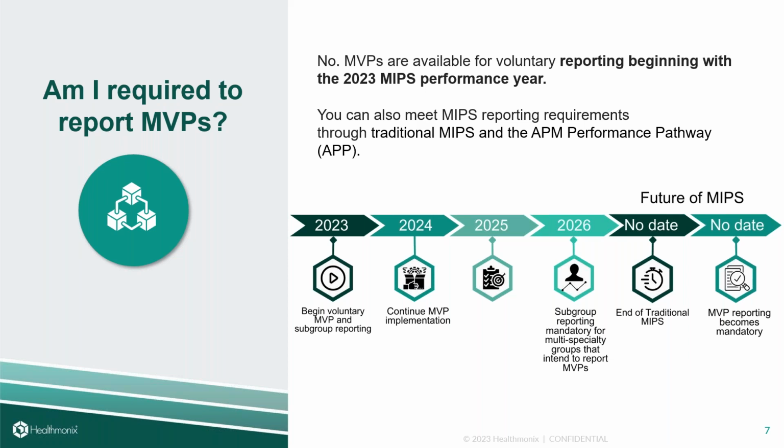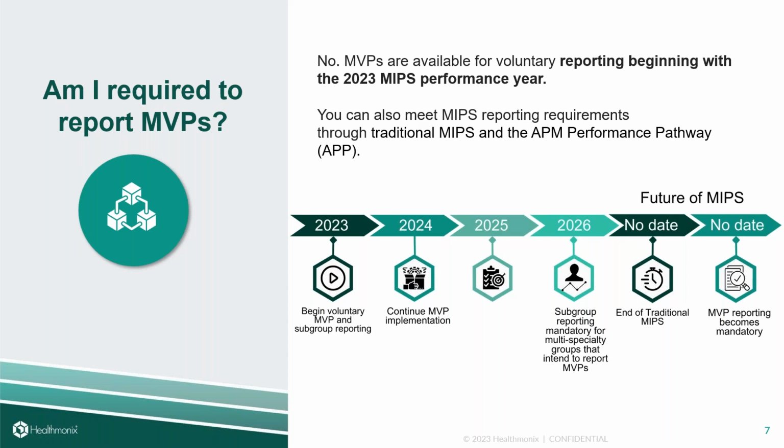But right now, you have the opportunity in 2023. This is the first year you could report MVPs. You could do it through a system like MIPS Pro. You may have some difficulties through an EHR or through other mechanisms to report them, but we have it here at HealthMonix, the ability to report MVPs.